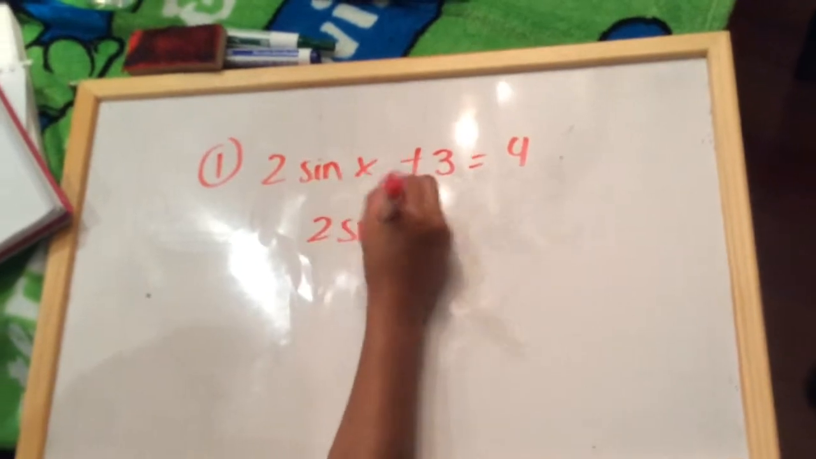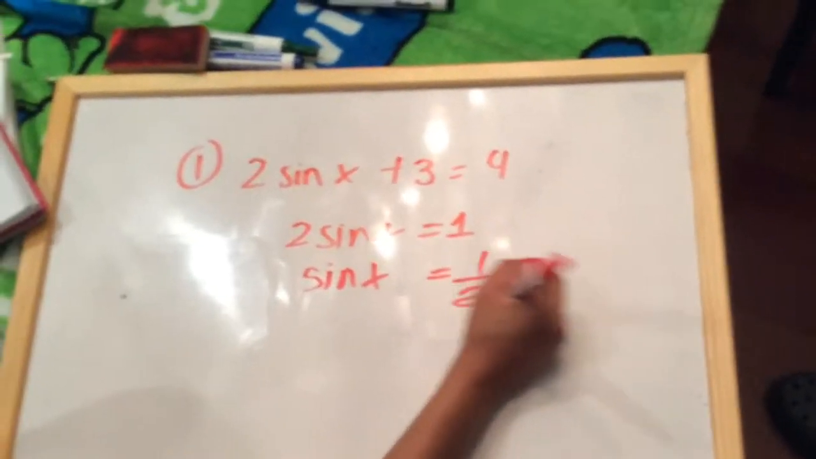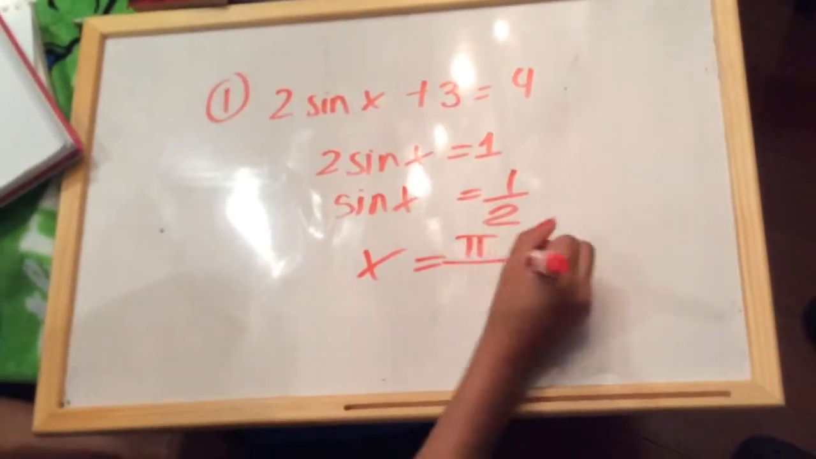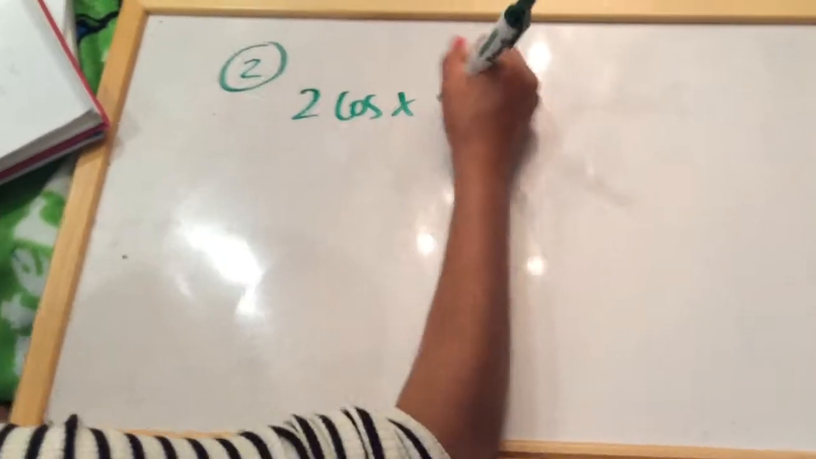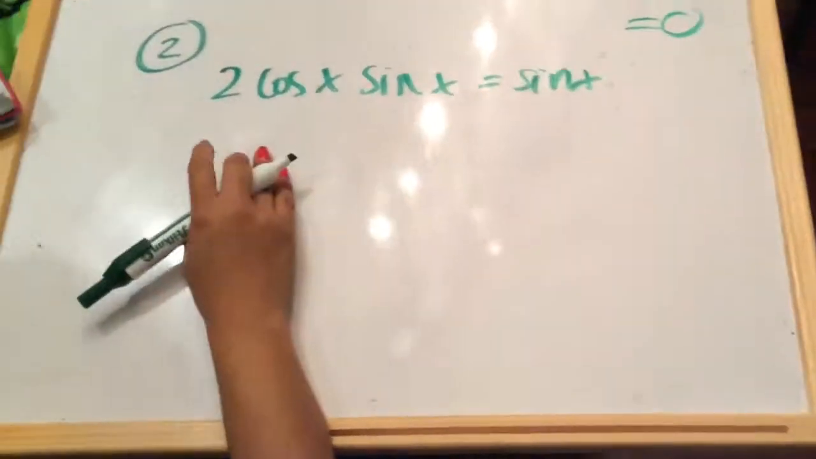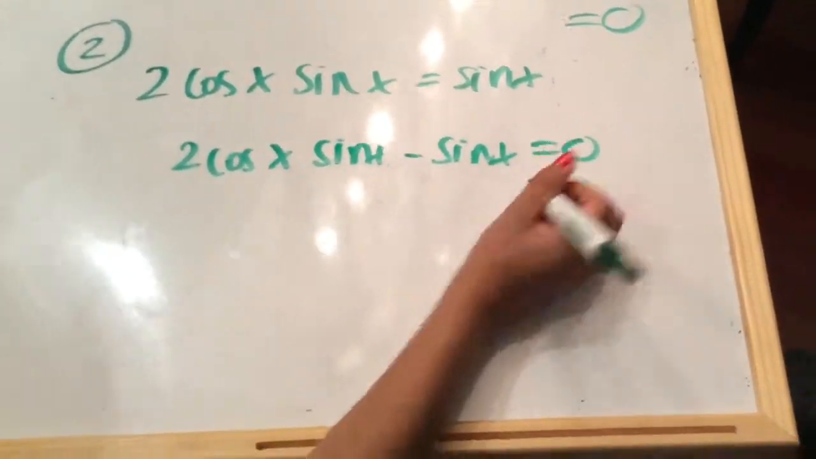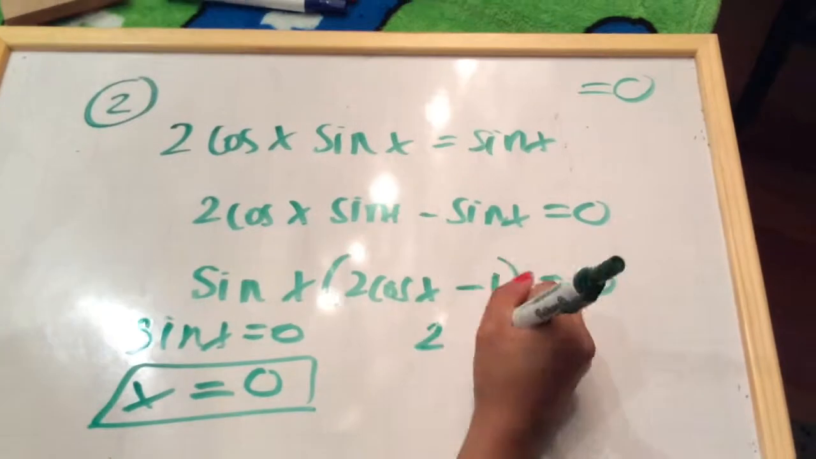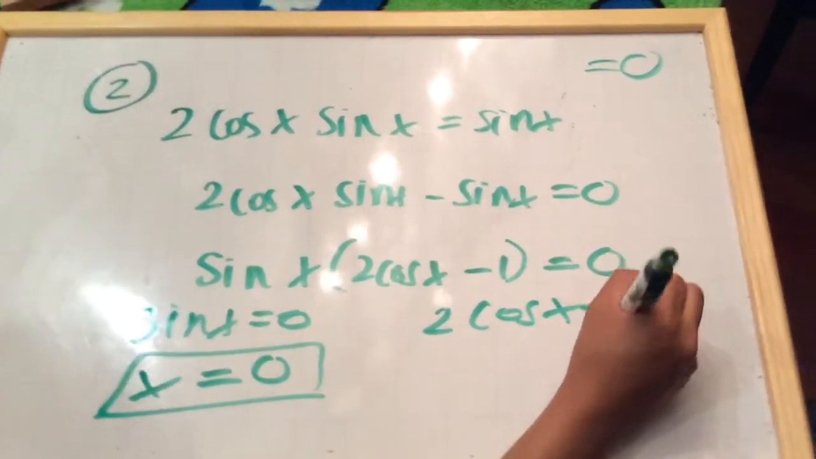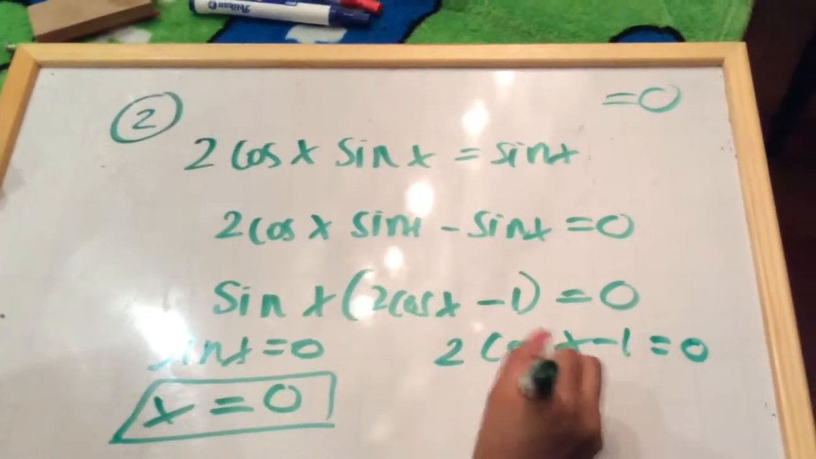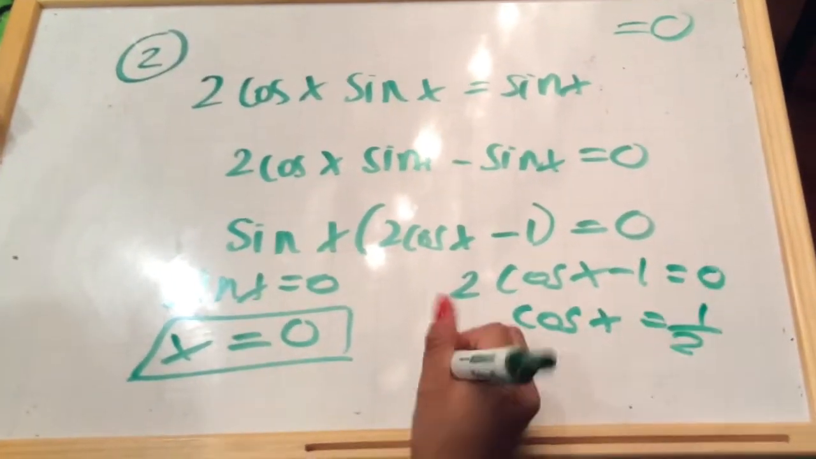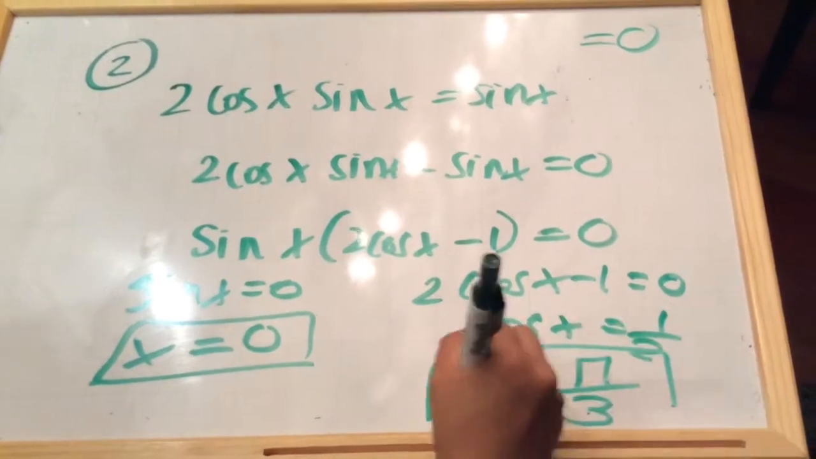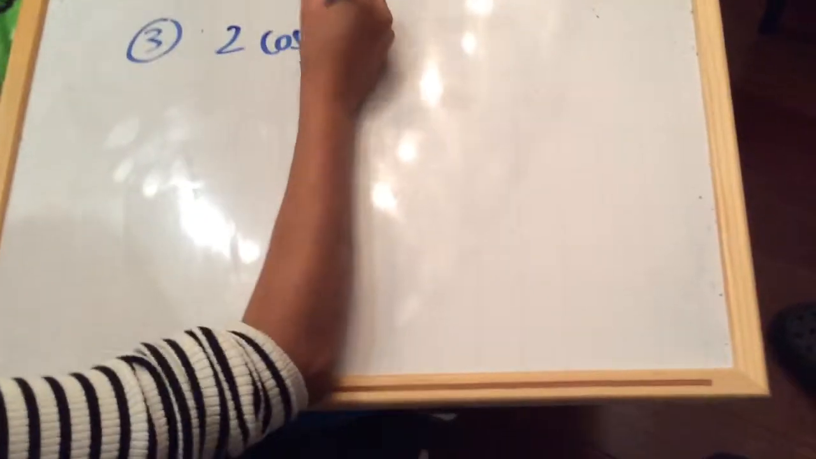Now, example with clearing out. Now, example with the method of factorizing. An example with quadratics.